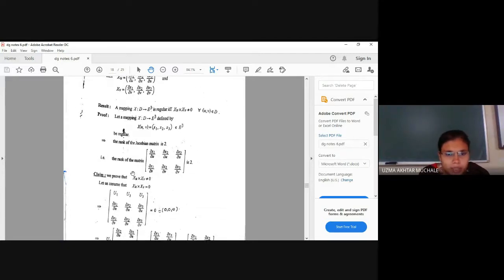A mapping x from D to E3 is a regular mapping if xu cross xv is not equal to 0. As I already told you, we have studied what a regular curve is. A curve alpha of t is called regular if alpha dash of t is not equal to 0. In a very similar way, here we have to go for the extension. So instead of a curve alpha function from I to E3, it is x from D to E3 such that xu cross xv is not equal to 0. Or in another way, here we can replace this for a curve, alpha dash of t is not equal to 0.